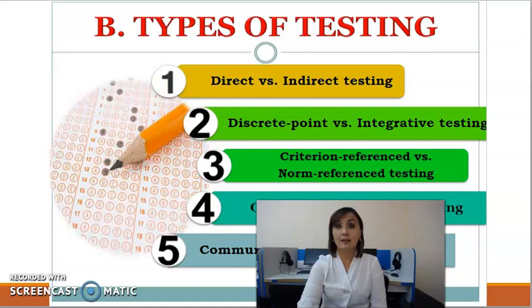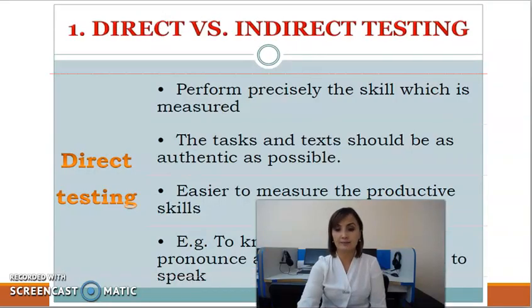So, types of testing. What kinds of testing types are differentiated in the English language? Now we'll see. The first one is direct versus indirect testing. The second one is discrete point versus integrative testing. The next one is criterion-referenced versus norm-referenced testing. The next one is objective versus subjective testing. And the fifth one is communicative language testing.